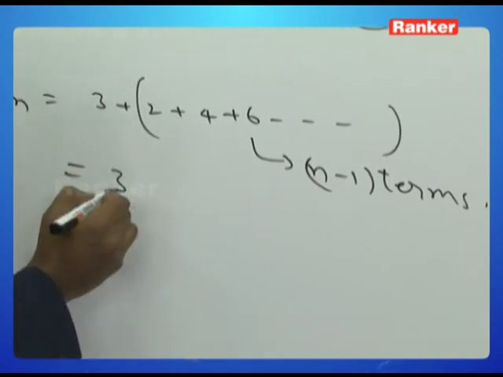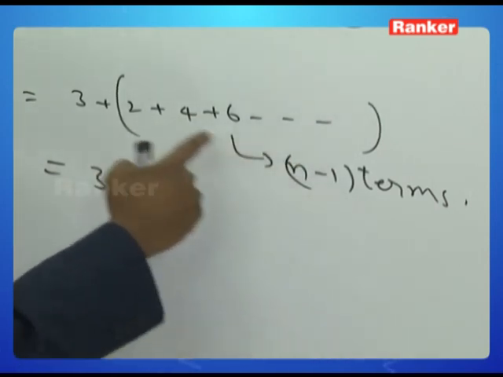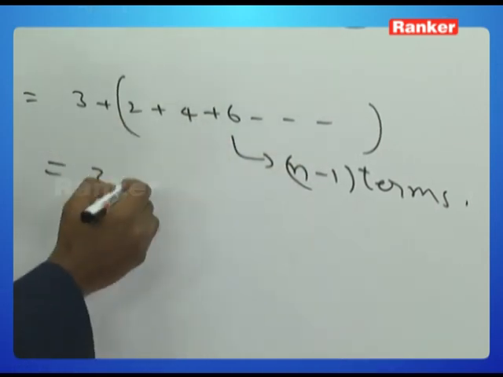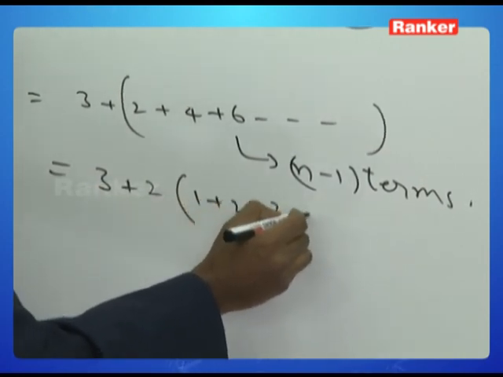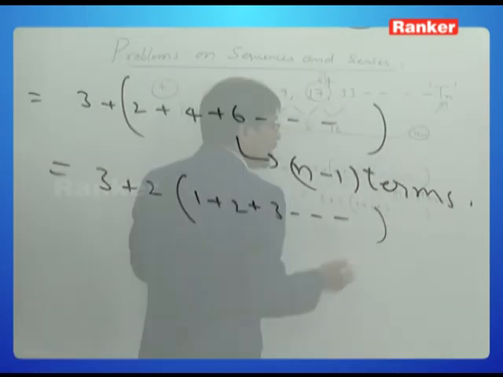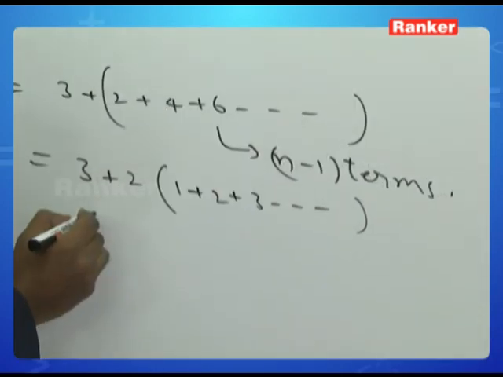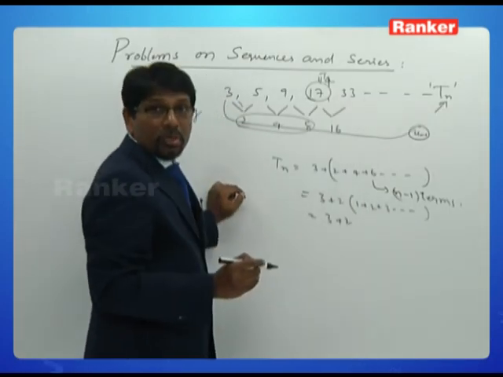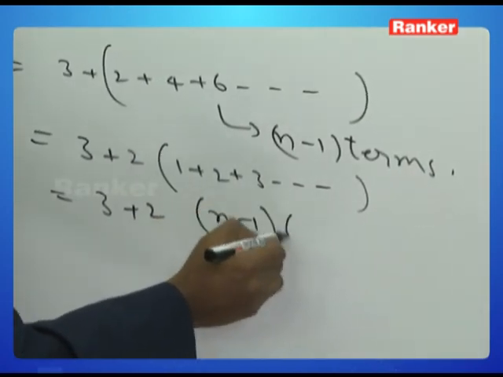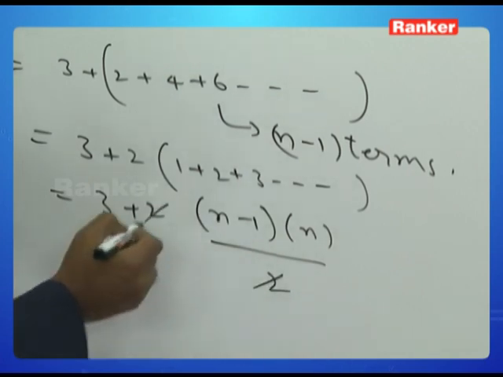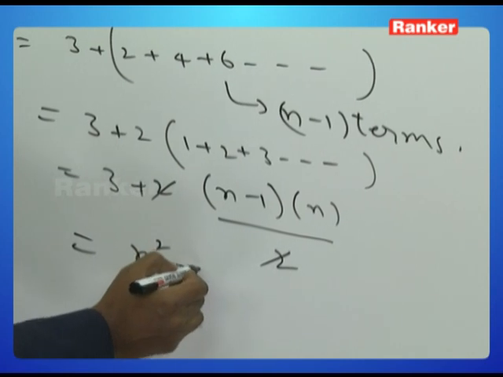Now it's clear that we can write this generalized term. How many terms have been added up here? n minus 1 terms. They are in AP. So in fact you can take out a 2 common, and we have 1 plus 2 plus 3 and so on up to n minus 1 terms. So the sum of n minus 1 consecutive natural numbers makes it 3 plus 2 into n into n minus 1 by 2. So 2 cancels, and you have n square minus n plus 3.